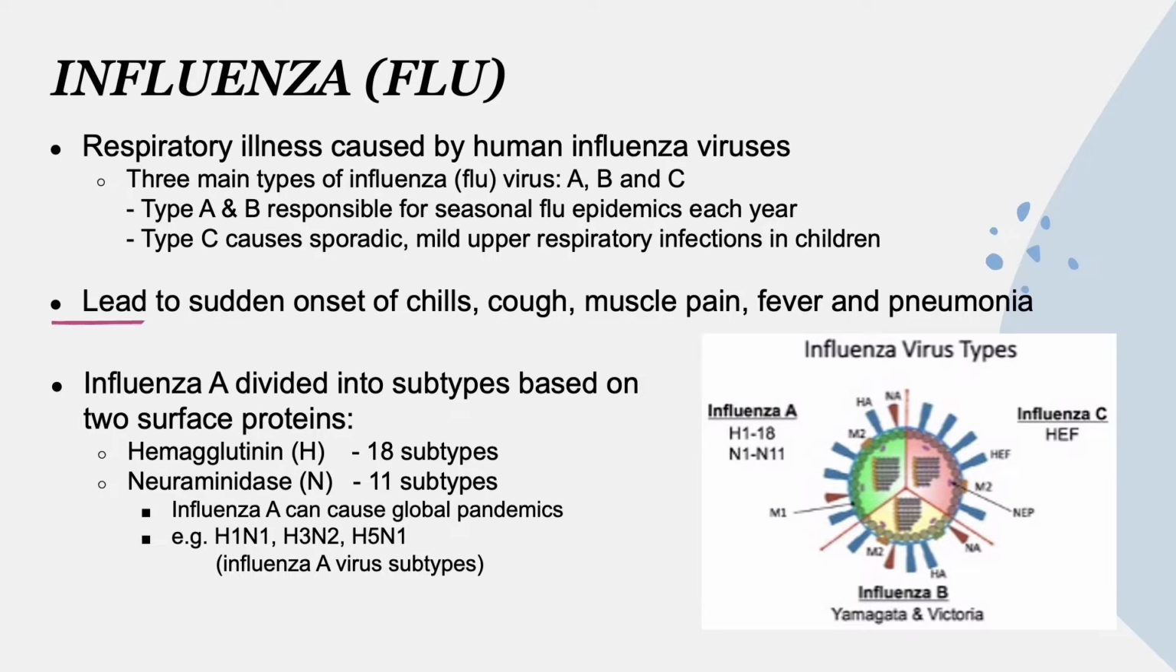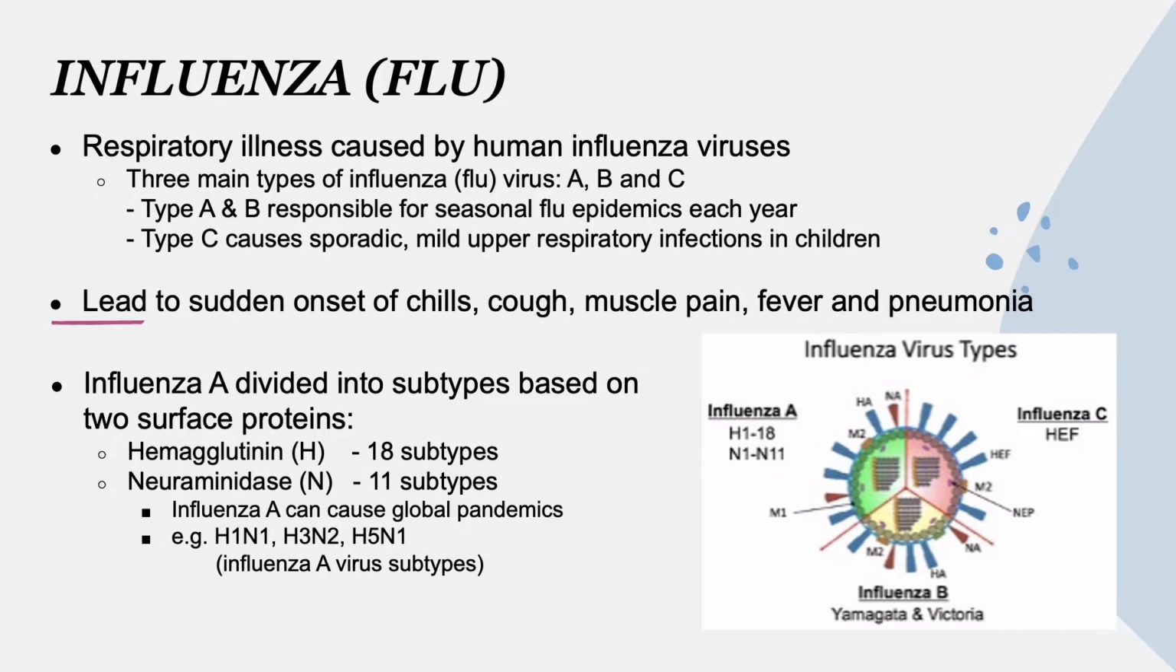The virus uses spike protein hemagglutinin to engage sialic acid on glycoproteins of cell surfaces for entry, and infections can lead to sudden onset of chills, cough, muscle pain, fever, and even pneumonia, which can progress into occasionally fatal results, especially in teenagers and elders.